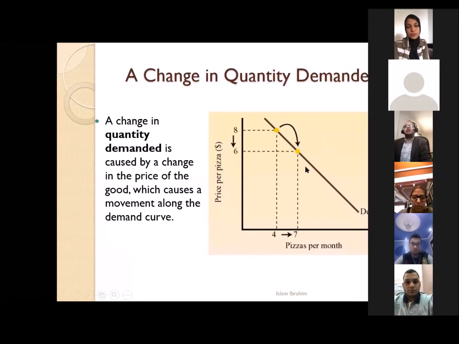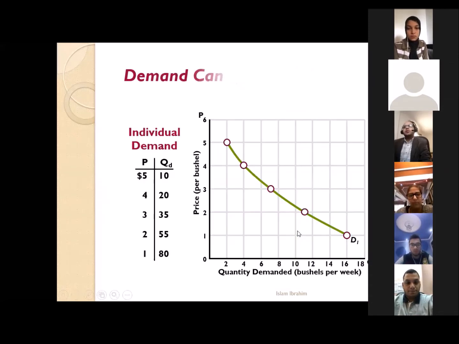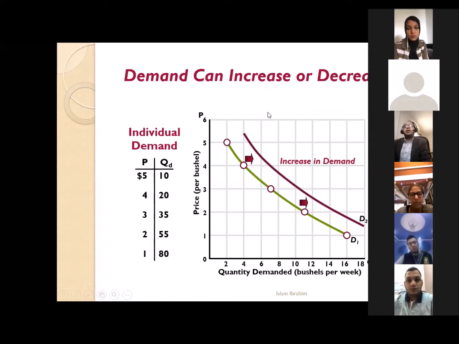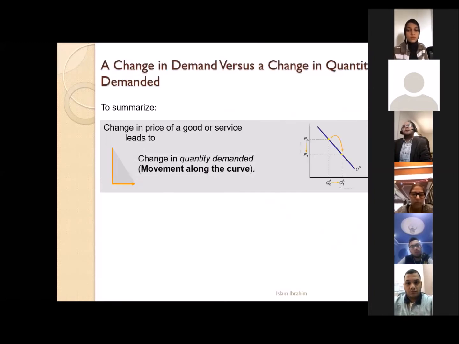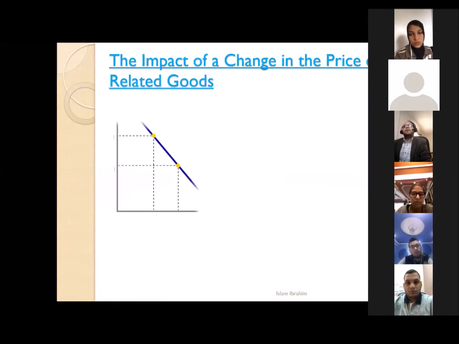So this is a change in quantity demanded. So I moved from this point to this point due to a change in the prices. So here prices go down, so quantity demanded goes up. In the other case, when the other factors change, here we have an increase in demand. This is the case if income increases. So the whole demand curve shifts to the right. Any increase shifts to the right, any decrease shifts to the left. So this is a summary of that.